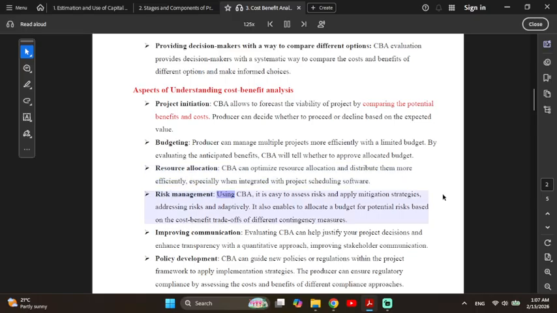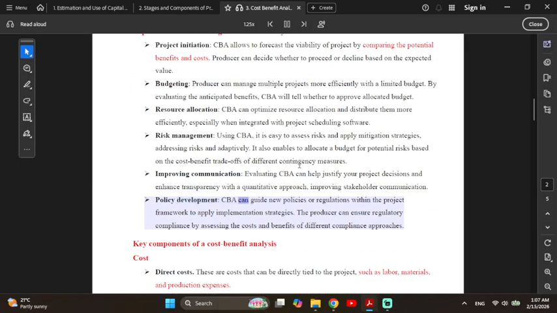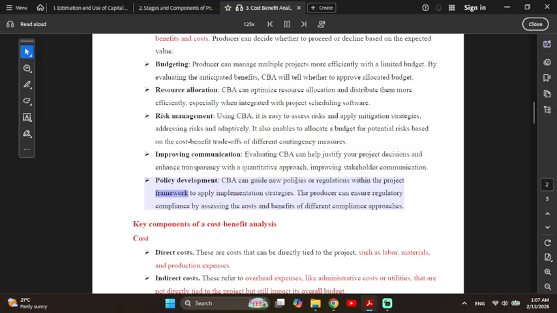Risk management. Using CBA, it is easy to assess risks and apply mitigation strategies, addressing risks adaptively. It also enables you to allocate a budget for potential risks based on the cost-benefit trade-offs of different contingency measures. Improving communication. Evaluating CBA can help justify your project decisions and enhance transparency with a quantitative approach, improving stakeholder communication. Policy development. CBA can guide new policies or regulations within the project framework to apply implementation strategies. The producer can ensure regulatory compliance by assessing the costs and benefits of different compliance approaches.